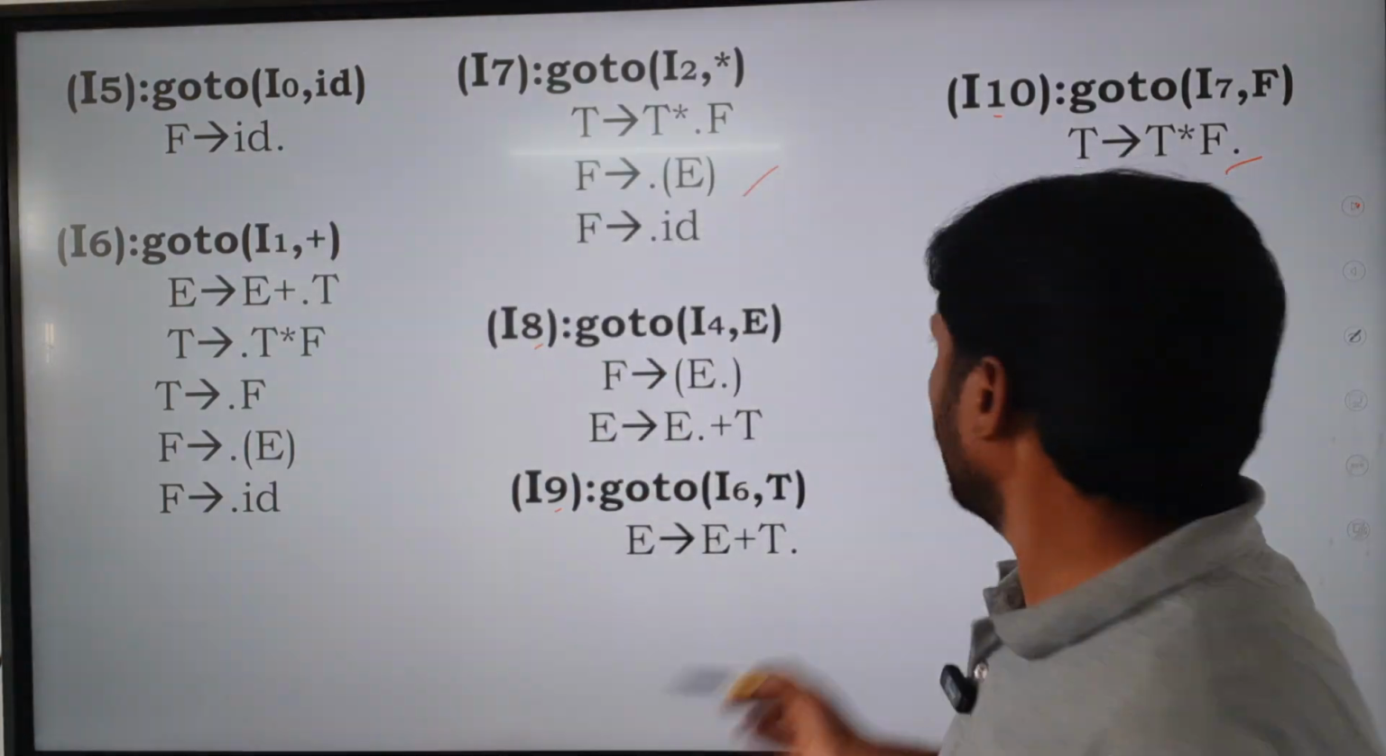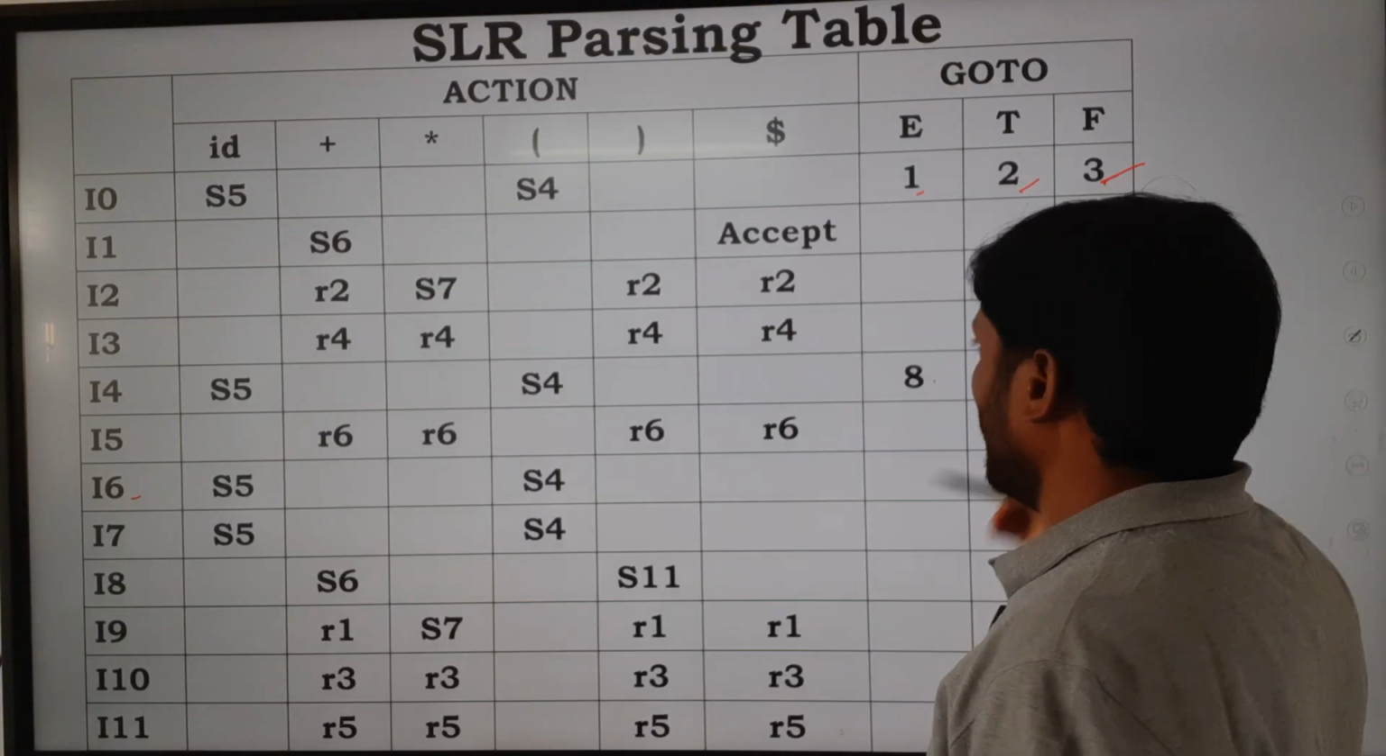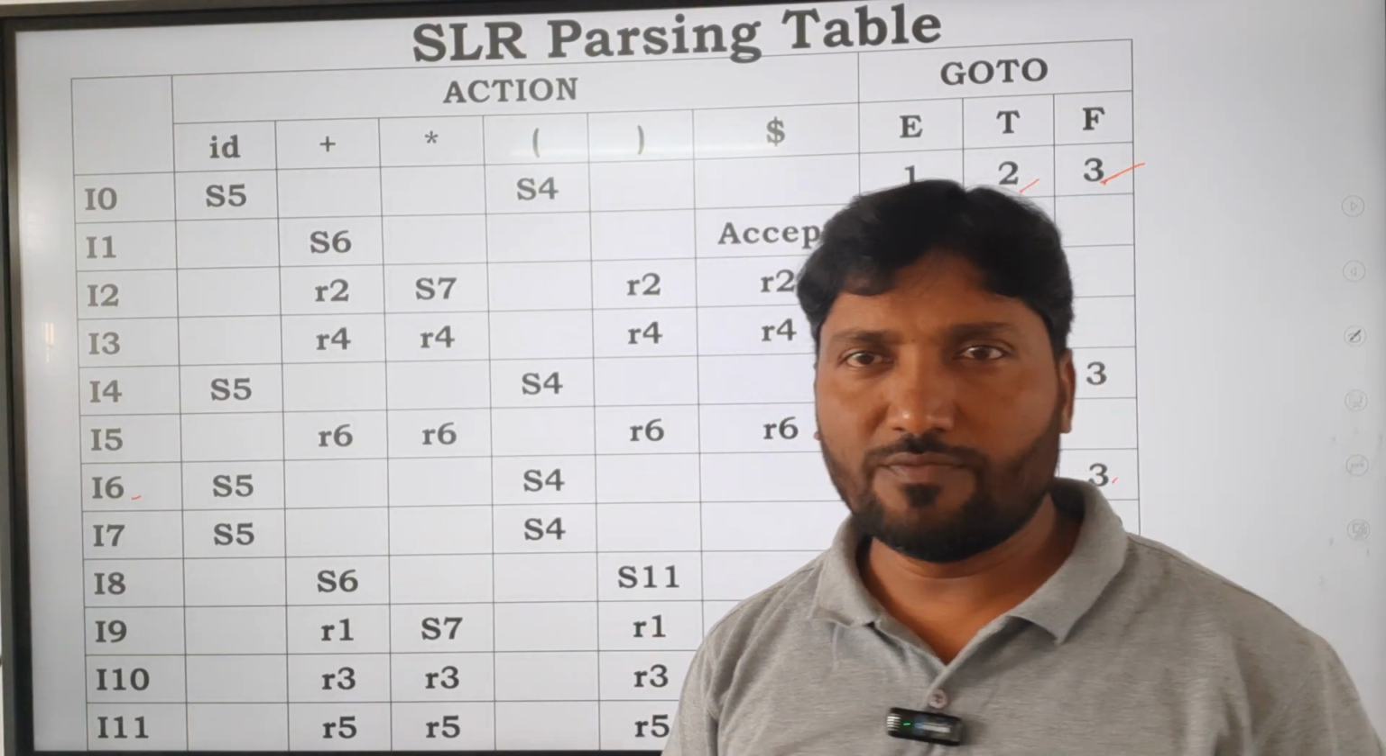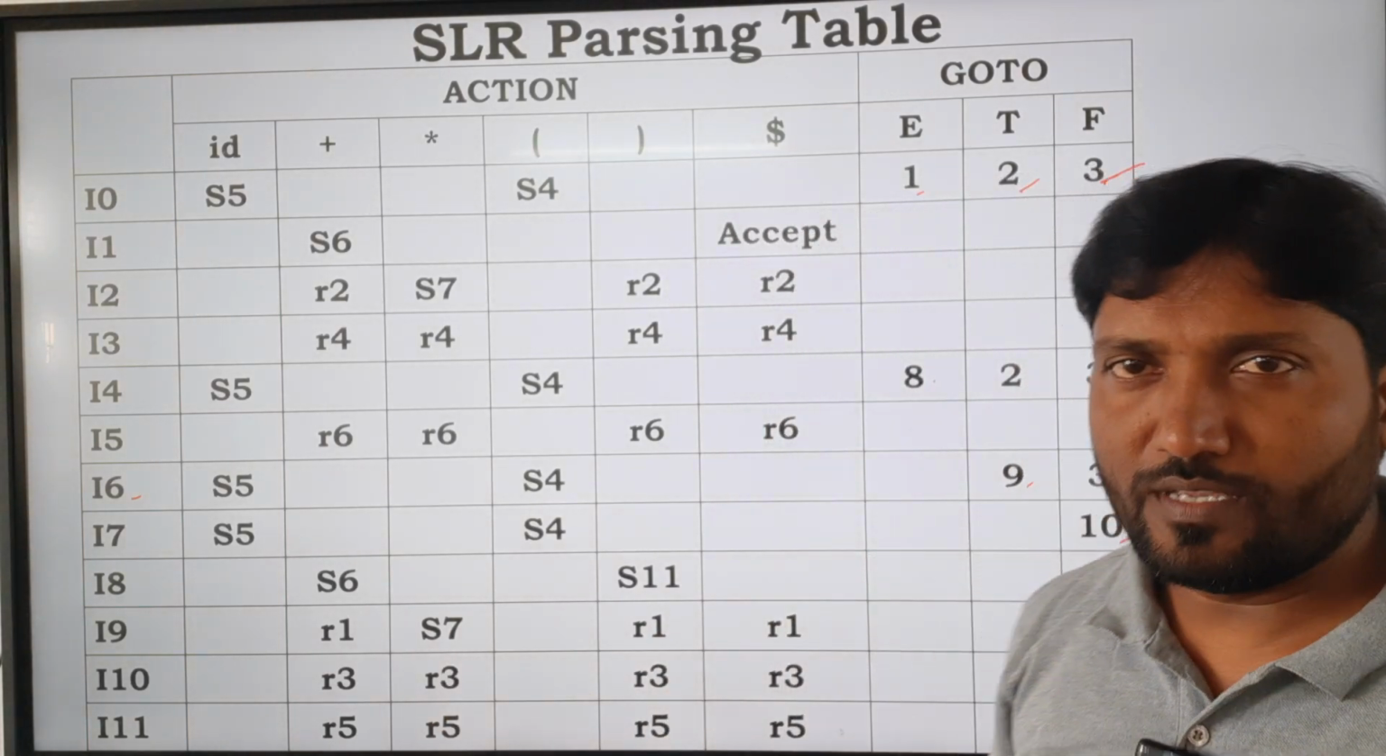This is how you can fill the table with the shift function, the reduce function, as well as the goto table. So please check it out.